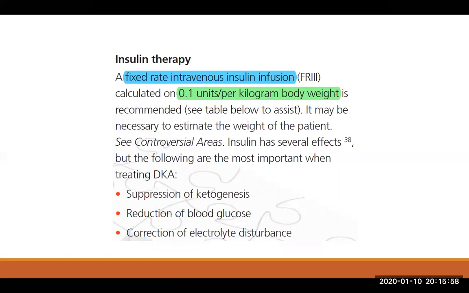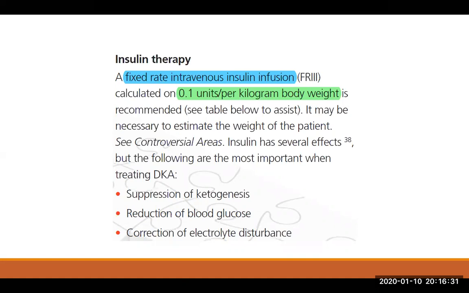The value of insulin is suppression of ketogenesis. This is the only method to correct the acidosis: insulin. So insulin infusion must not stop for any reason except severe hypoglycemia. Even in severe hypoglycemia, we can suspend the insulin infusion for just a few minutes, not more, because insulin infusion is the only treatment to suppress ketogenesis.